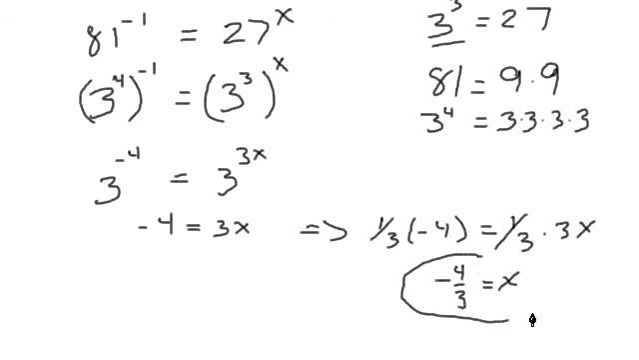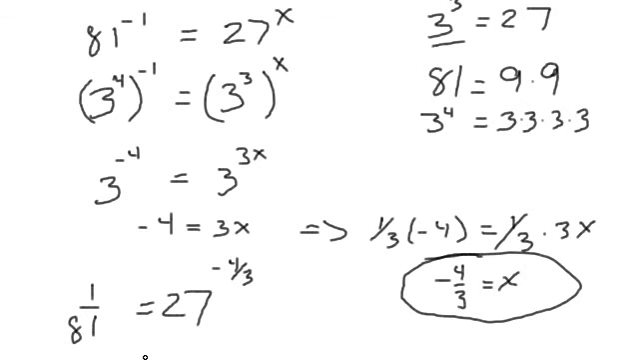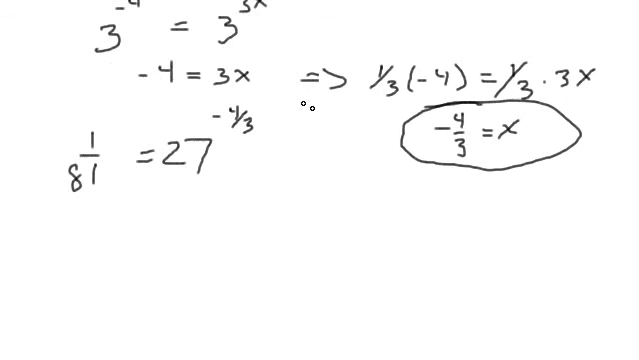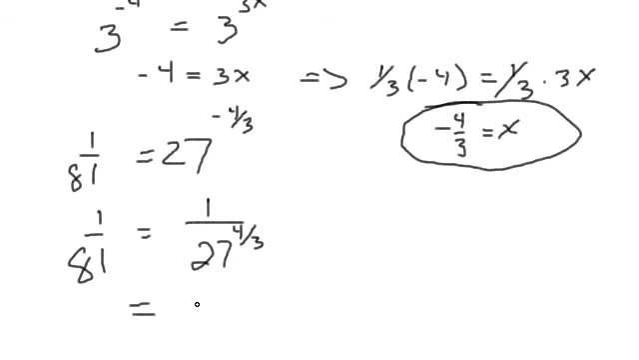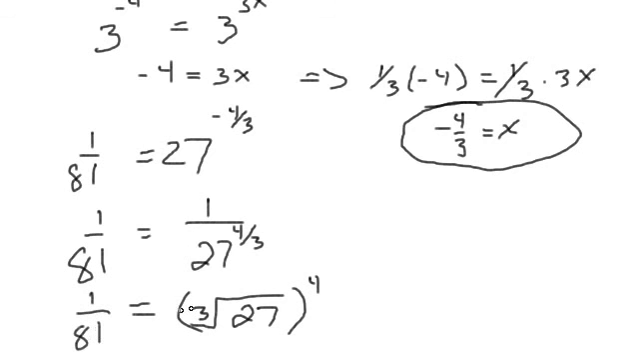Alright, and of course you can take that and plug it in up here to see if that's going to be 1 over 81. And because this is a negative, we can take this now and rewrite it with a positive exponent. And of course, this can be rewritten as the cube root of 27, and the whole thing raised to the fourth power. Now, the cube root of 27 is just 3.